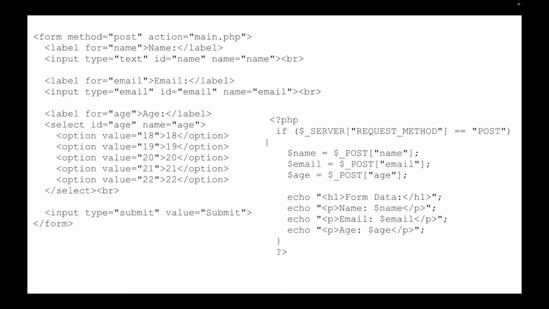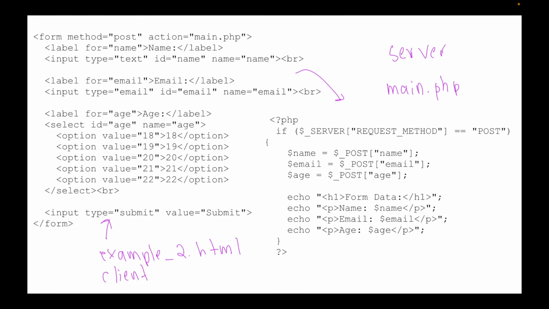Here's a first example. Here we might have a file called, let's just say, example2.html. This code right here is sitting on our client. Right here, we might have some code called main.php. And this right here is going to be sitting on our server. So our facebook.com or, I don't know, whatever your website is. Okay. And basically, we're passing data from our client to our server and then vice versa.